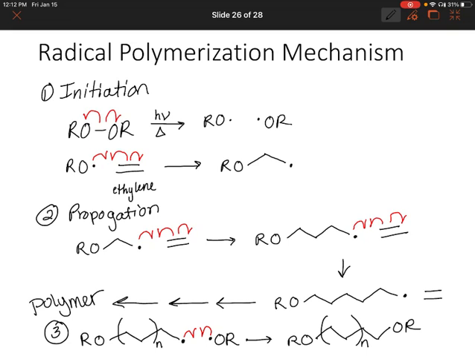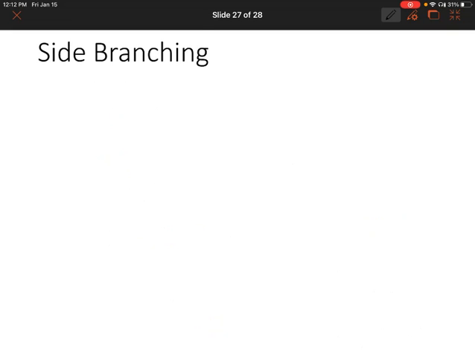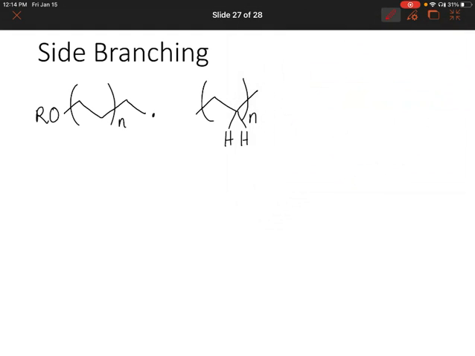Now, one thing that can happen is you can have side branching occur. So let's say you have one of your radical polymers here, so maybe you're 5 steps into the process, and maybe you have another polymer that looks like this. What could happen is your radical can abstract a hydrogen from the polymer. So you end up with your terminated polymer plus a new radical.